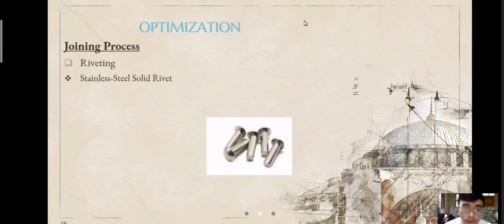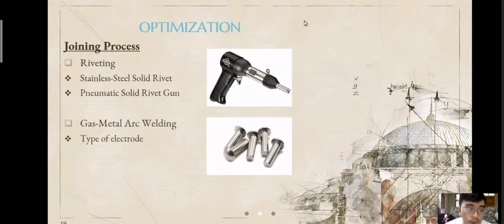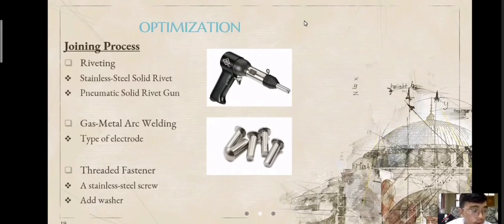And then for the optimization of the joining process, for the riveting part, we can use stainless steel solid rivets to increase strength and durability, and a pneumatic solid rivet gun for a perfect heading or deforming of the shank of the solid rivet. This is the solid pneumatic gun. And for gas metal arc welding, this is the type of electrode used so that the weld zone is stronger and better than the last one. And for the threaded fastener, stainless steel screws were used, and a washer to avoid damage to the rubber grip product.